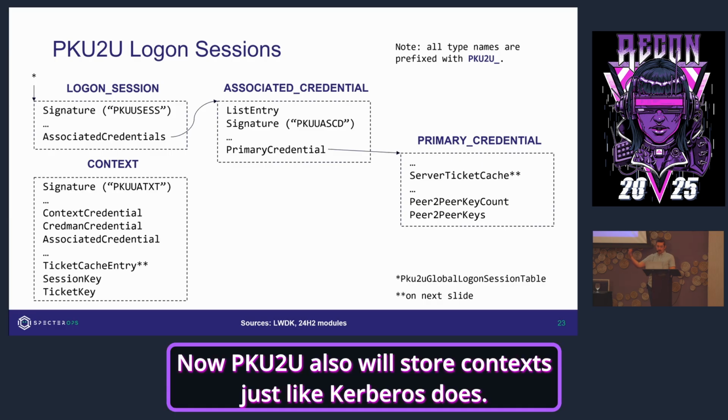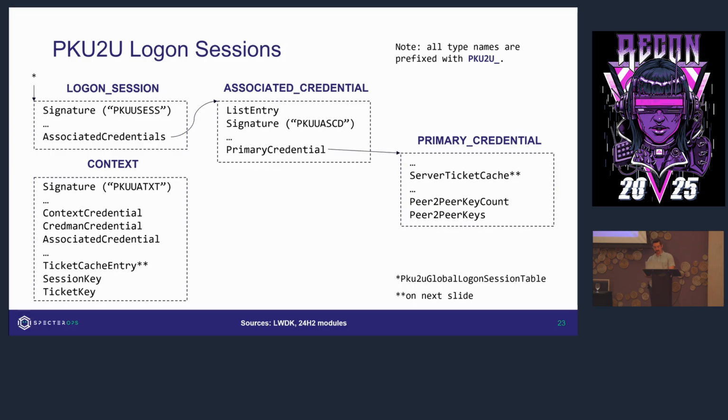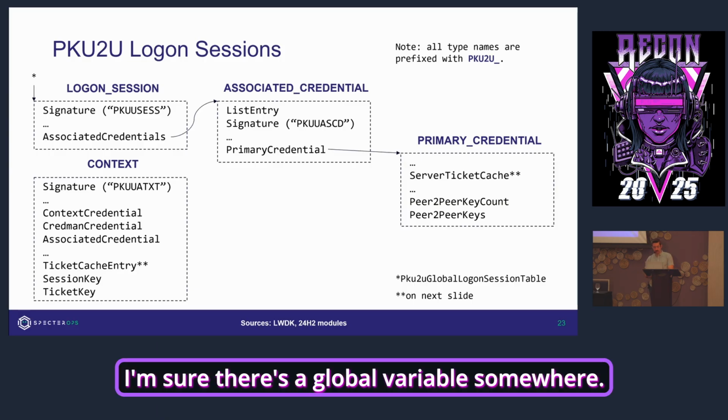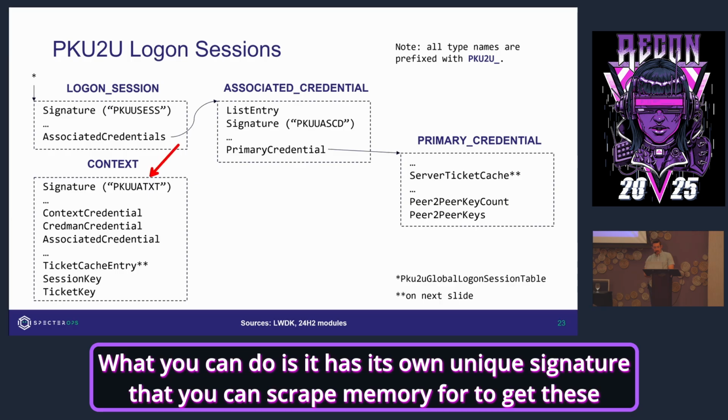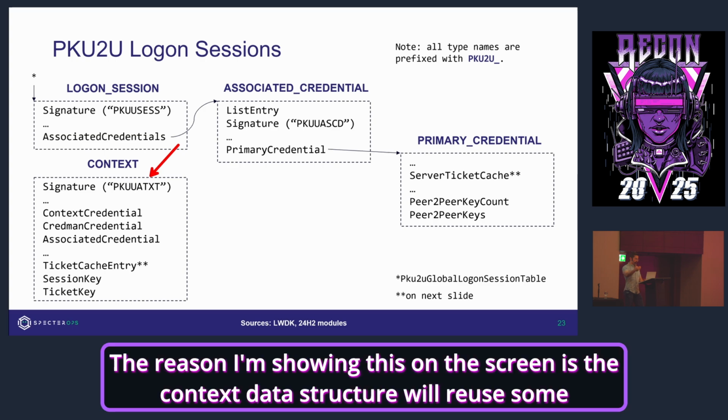Now, PKU2U also will store contexts, just like Kerberos does. I honestly didn't look at where to start your enumeration for contexts. I'm sure there's a global variable somewhere. But what you can do is it has its own unique signature that you can scrape memory for to get these contexts. The reason I'm showing this on this screen is the context data structure will reuse some of the types that we already mentioned.